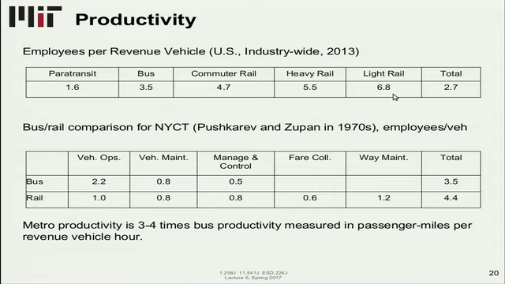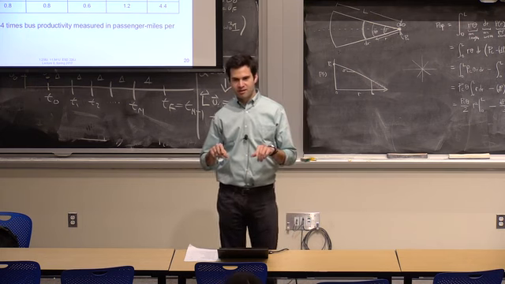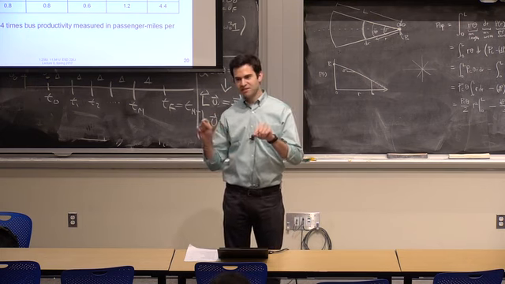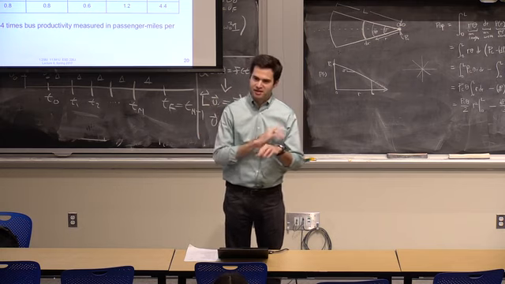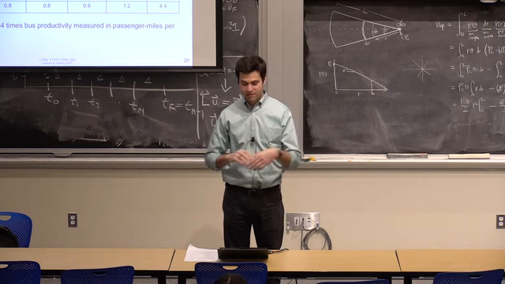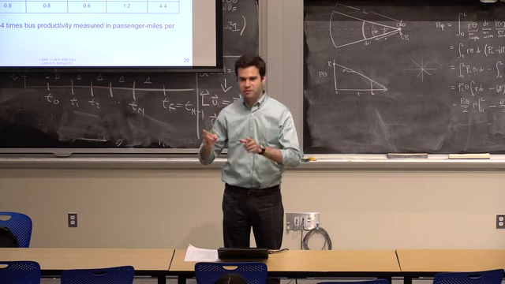5.5. Light rail is 6.8. Part of the reason light rail is high is because many systems have one driver per car, or some systems at least have one driver per car. So here in the green line, we have that, right? So if you have a 2-car train, you have two drivers.